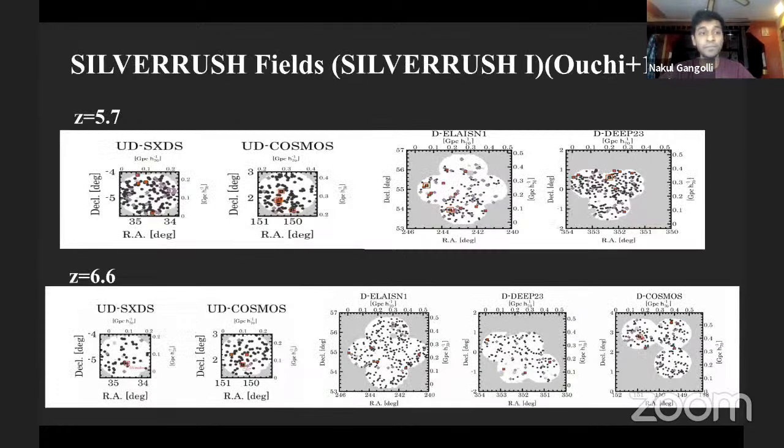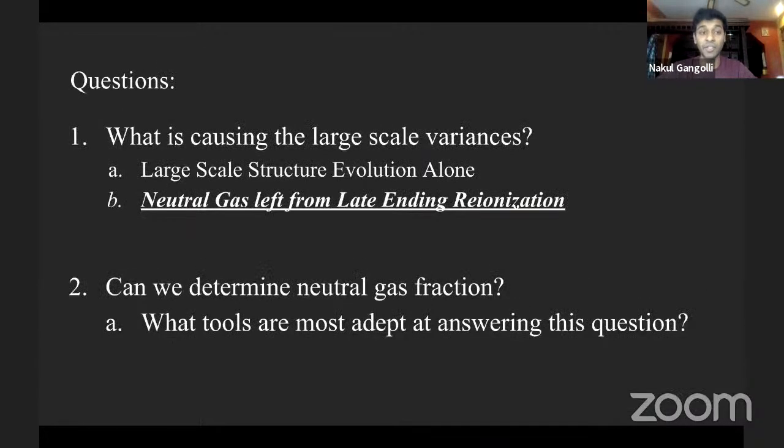To further motivate large-scale structure, if we take a look at the SilverRush fields from the SilverRush 1 paper, we can see how some fields display large field-to-field variance as well as intrafield variances. For example, at Redshift 6.6, we can see how UD XSDS and UD Cosmos have a large variation in their densities. Whereas in DLA SIN 1 at Redshift 5.7, half the field is quite LAE rich and the other half is very LAE poor. And so the question I wanted to ask was, accounting for inhomogeneous selection effects, what is causing these large-scale density variations?